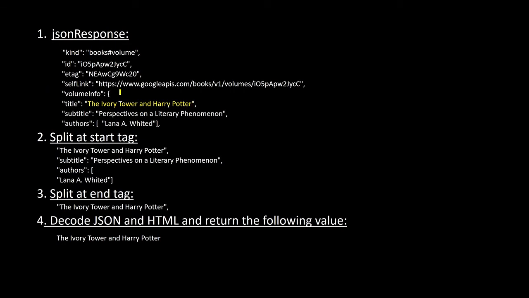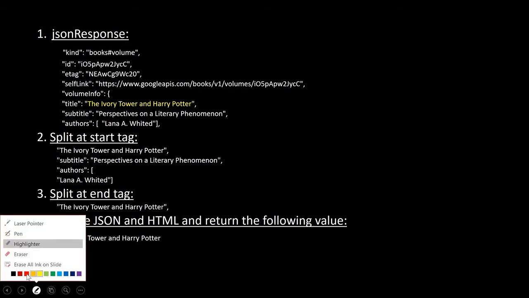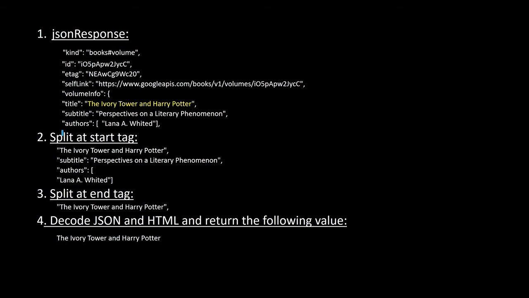Now, we have all of this other stuff that's going to be sent to the app as well. So what we're going to have to do is we're actually going to have to parse this out. And what that means is we're going to have to just take the information we want and leave everything else behind. So the first thing we're going to do is we're going to split it at the start tag, which in this case, let me change my color here, is this title here. So this is our start tag right here. So we're going to split it right here. And we're going to take everything after that. So now we have just everything after that. And that's what we're left with.